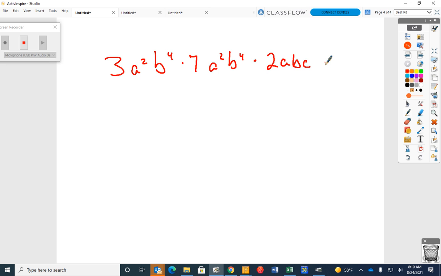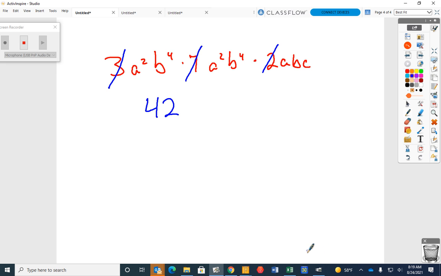Somebody tell me the first thing I should take care of. Olivia? Coefficients. And what do I get if I multiply those coefficients? 3 times 7 is what? 21 times 2? 42. Did I deal with those? Did I deal with those? What's next? What variable should I do first?